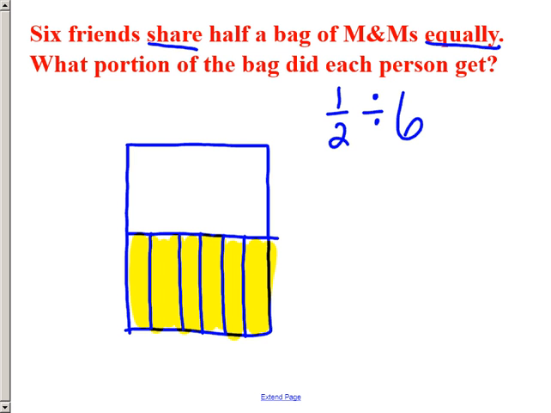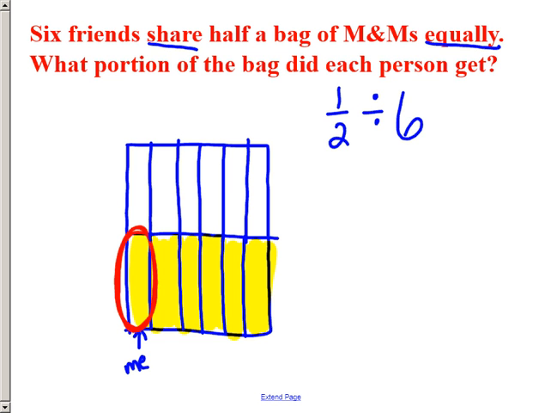So if I'm going to share with other people, for example, this part right here might be the part that I get. So this part right here then is my answer, except I'm not quite done yet because it says what portion of the bag did each person get. I get 1/6 of the M&Ms, but that's not the portion of the bag I get. I have to continue and divide my bag all the way, the whole bag, into 6 parts. So notice that when I do that, the part that I get is 1 out of 12 parts. So the answer is 1/12 of a bag. So I get 1/12 of a bag of M&Ms.